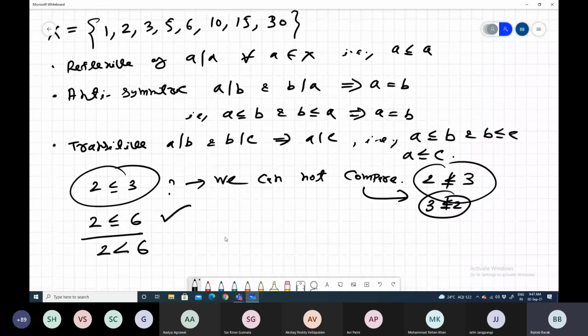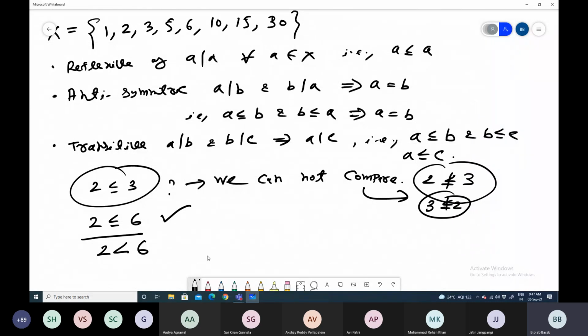Now can you tell me, is 6 a cover of 2 or not? Yes. So here 6 is a cover of 2, or you can say that 6 covers 2. Because is there a number that exists between them? 3 does not divide 6... sorry, 3 divides 6, but 2 does not divide 3, and 3 is not less than or equal to 2. Understood.